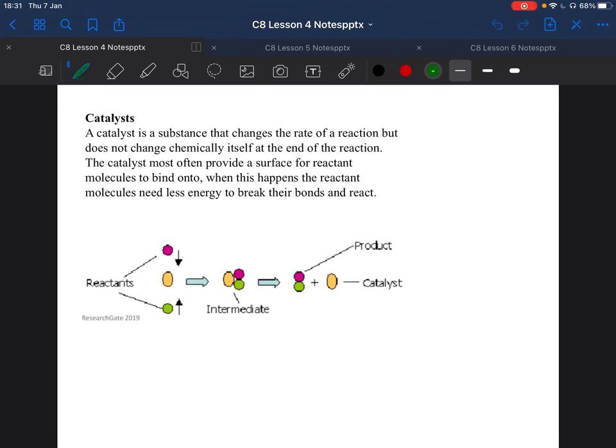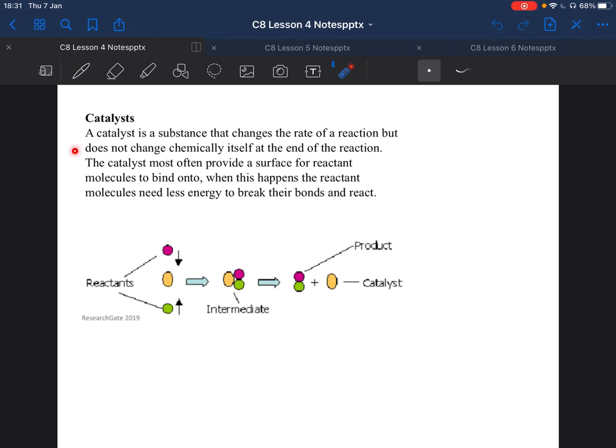Hi and welcome to video 4 from the CA topic. This video is going to cover how catalysts actually affect the rate of a reaction and how we can use catalysts in industry. So let's start by looking at what the key term catalyst actually means.